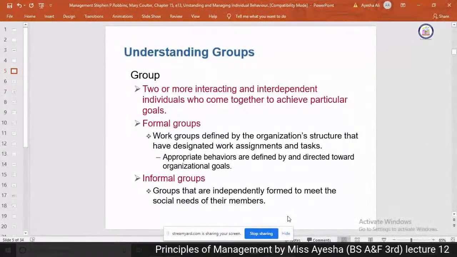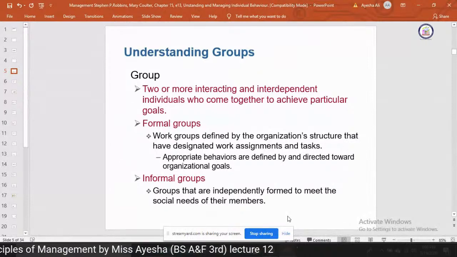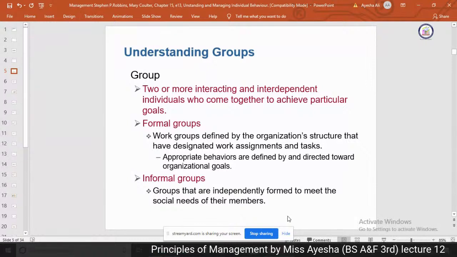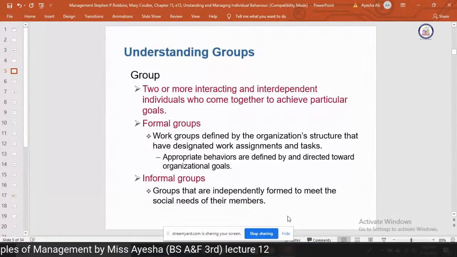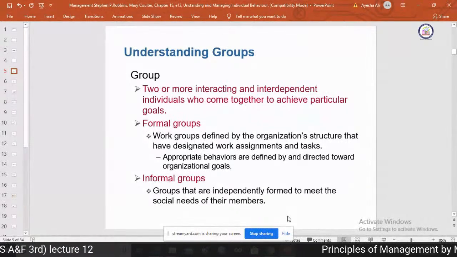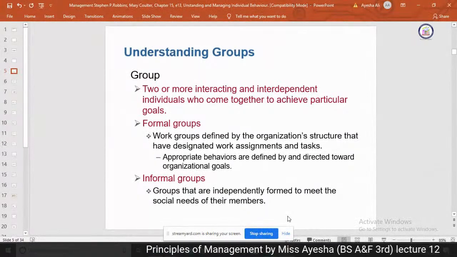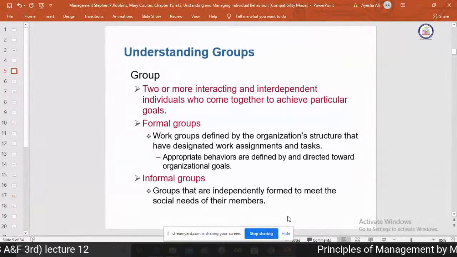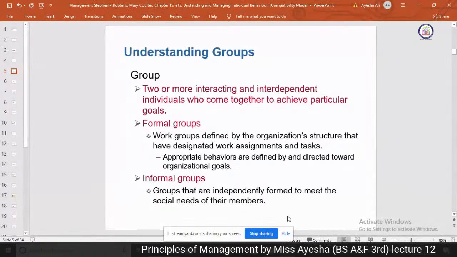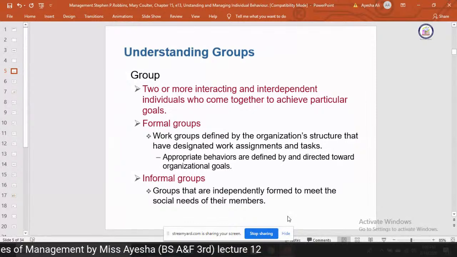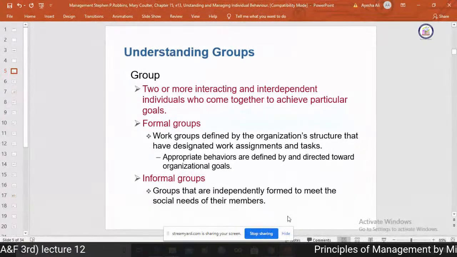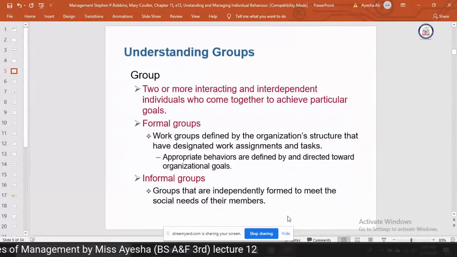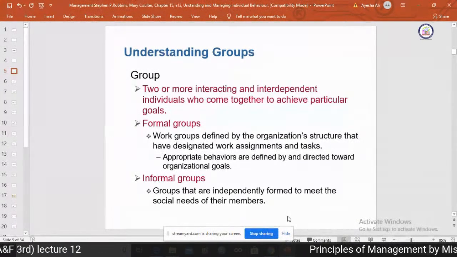Then we have informal groups. Informal groups are the groups which are independently formed, and they are basically just for fulfilling their social needs. For example, groups of friends, groups of colleagues, and relative gatherings. In relative gatherings, most of the time you observe that the youngsters, the cousins, the whole same age group, have their own get-together. They meet and have fun, they fulfill their social needs, they indulge in jokes and all the things. So this is also a group, but an informal group.